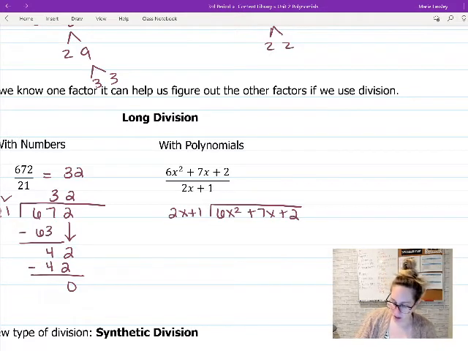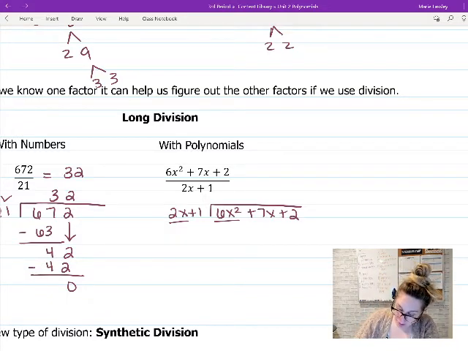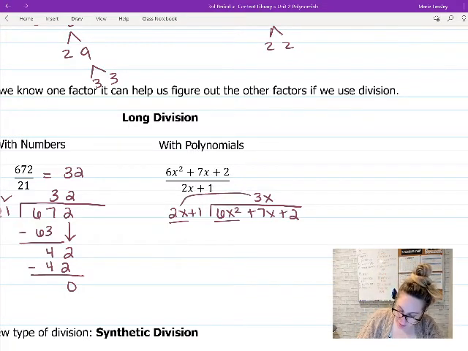All right, so I'm going to look at my 2x and my 6x squared and say, okay, how many times does 2x go into 6x squared? Well, 2 goes into 6 3 times, and x goes into x squared once. All right, so next I'm going to multiply. So 3x times 2x gives me 6x squared.